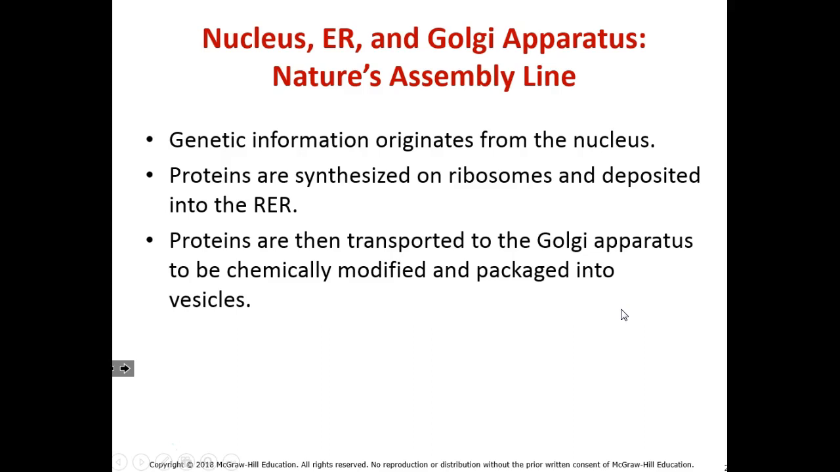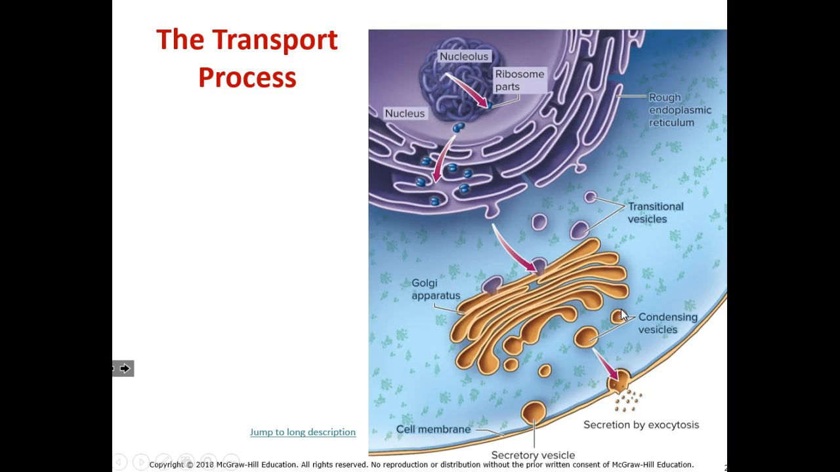So the nucleus, the endoplasmic reticulum, and the Golgi apparatus are called nature's assembly line. Genetic information originates from the nucleus because what's stored in the nucleus? The chromosomes. And the chromosomes have what? Your DNA, your genes. Proteins are synthesized on ribosomes and deposited into the rough endoplasmic reticulum. Proteins are then transported to the Golgi apparatus to be chemically modified and packaged into vesicles.